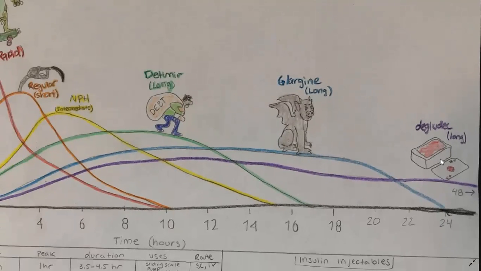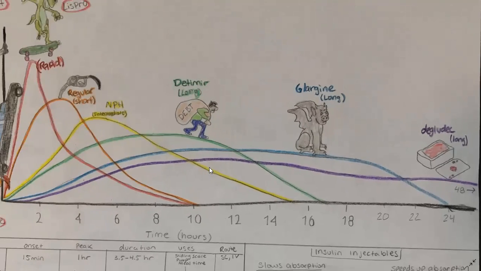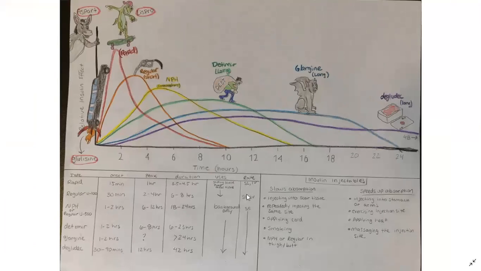And then finally, we have degludec. So a deck of cards, degludec. It's the longest acting one. And feel free to pause the video and take a look at this chart down here. It just summarizes the graph, which tells you the onset of these insulins, their peak, their duration, kind of what they are used for, and then if they're sub-Q or IV or both. And then also in the bottom right corner, we just have some notes about things that would slow or speed up the absorption of insulin.